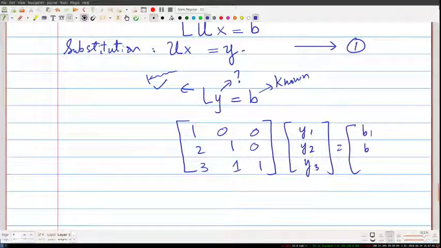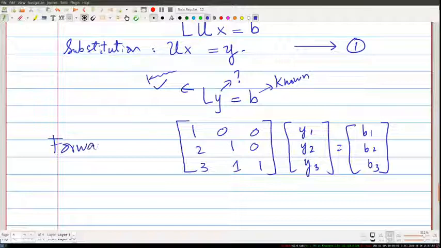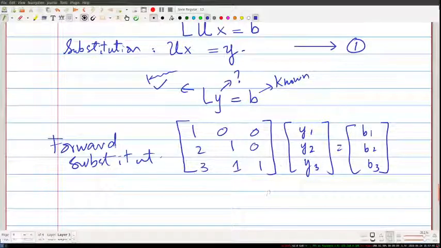So this is b1, b2, b3, okay? And so this system is really easy to solve. We can just solve this using forward substitution. And what's forward substitution? Is just the first equation gives me the value of y1, so y1 is exactly b1.